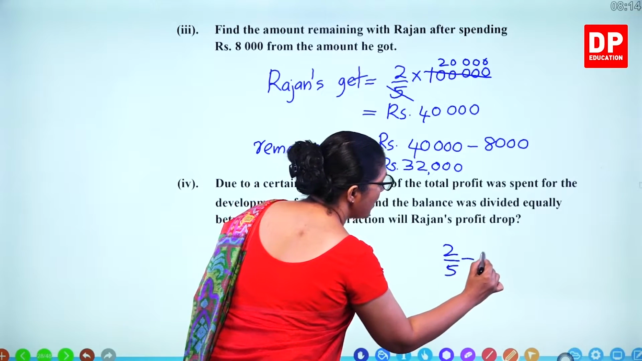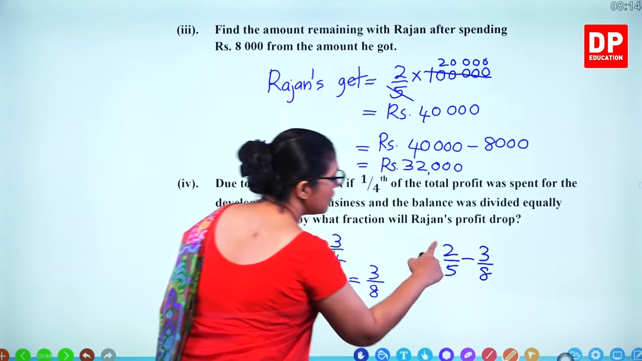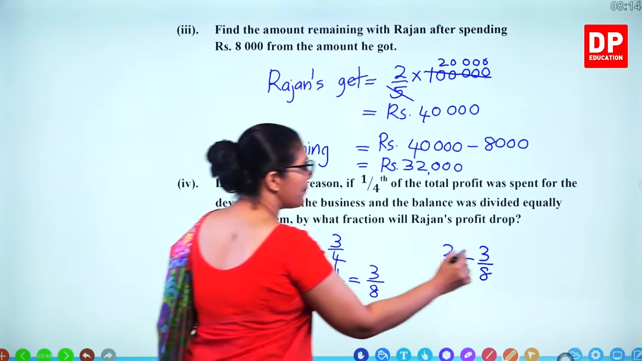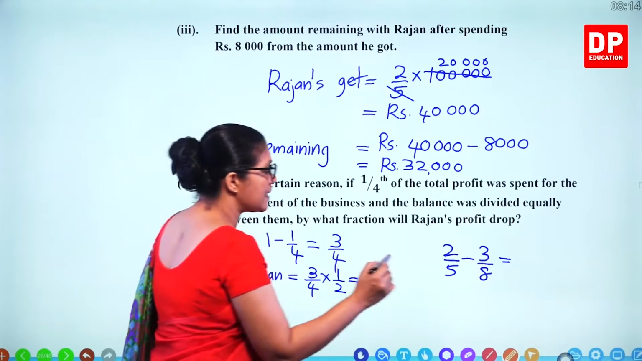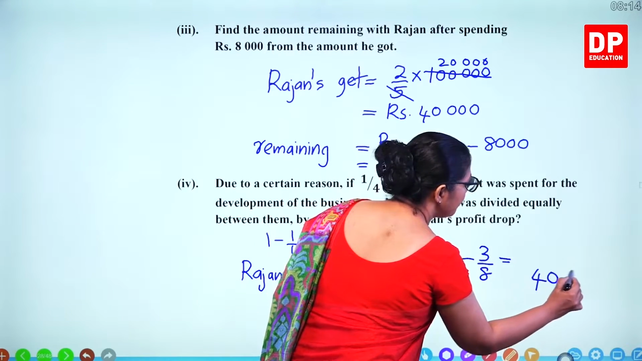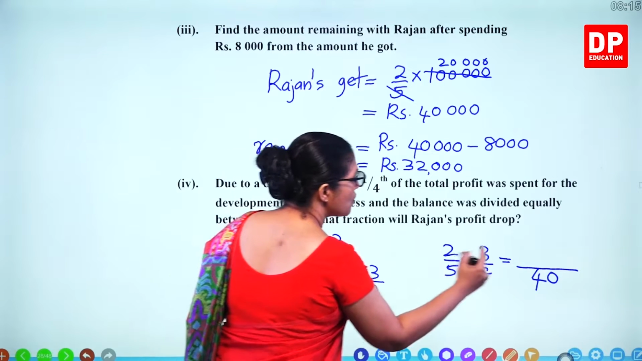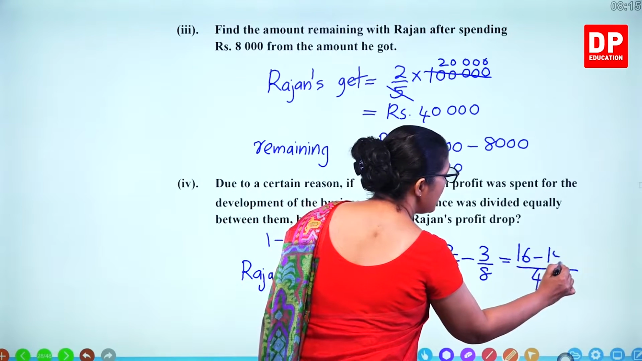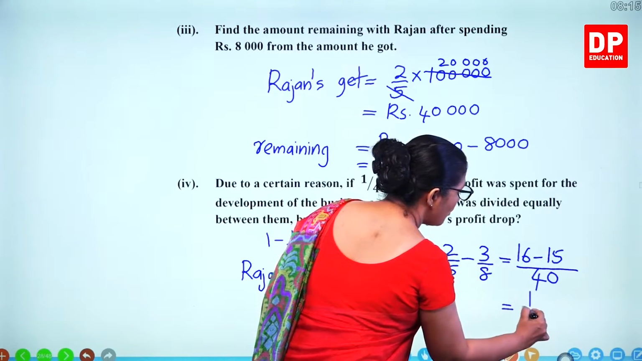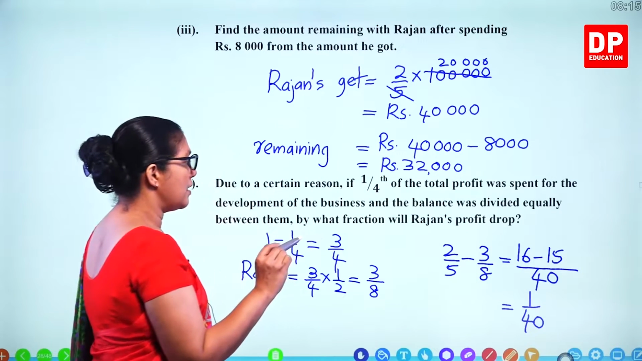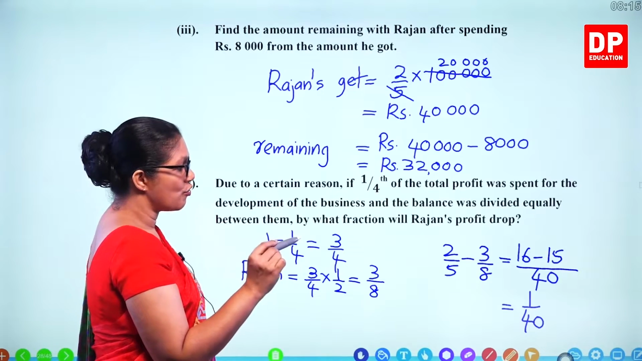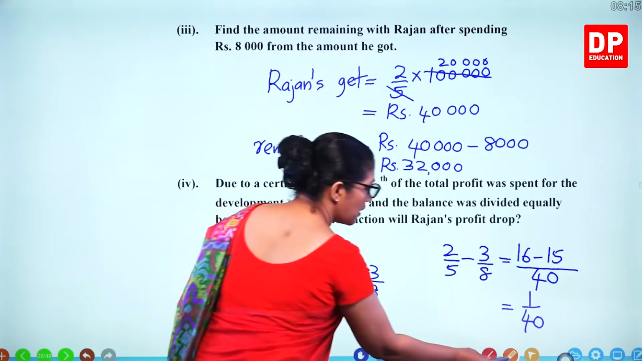2/5 minus 3/8. So this is bigger. 2/5 is bigger. So 5 and 8, what's the lowest common multiple? That's 40. So 8 times 2, 16 minus 15. That's 1/40. So that's the fraction that Rajan's profit dropped, 1/40.